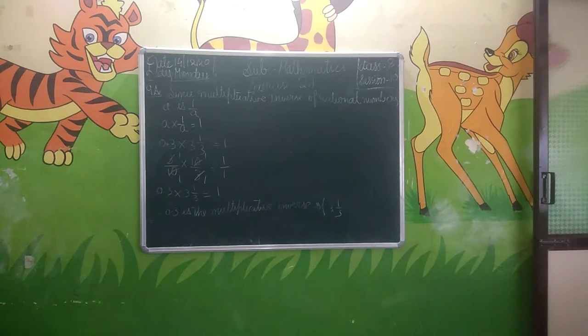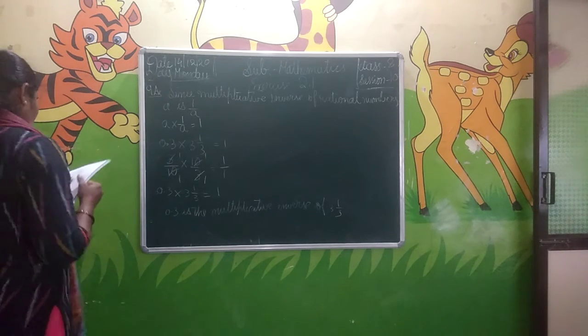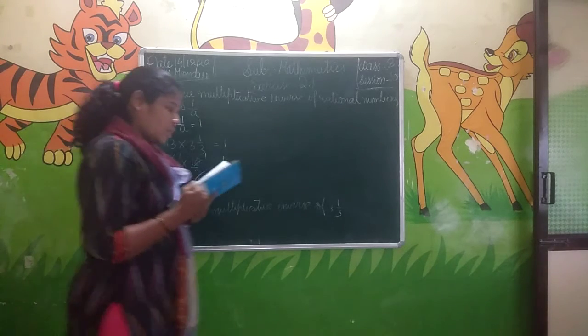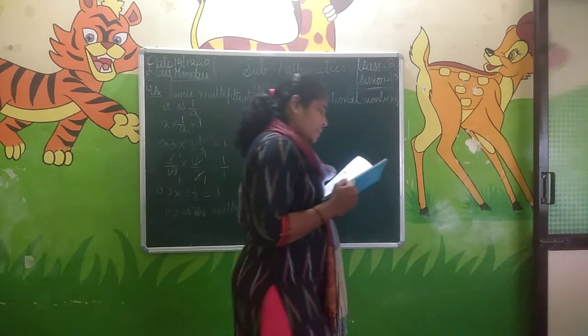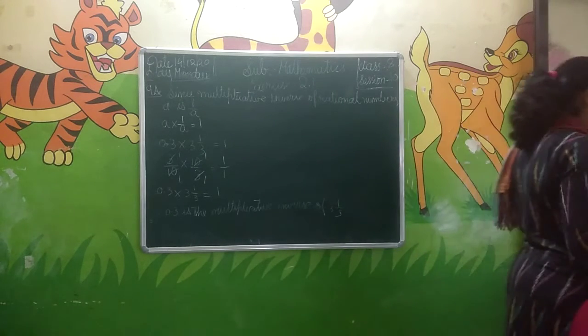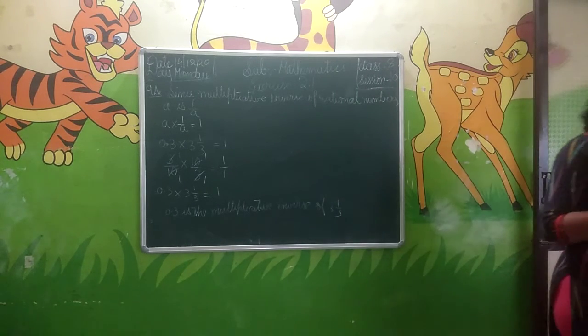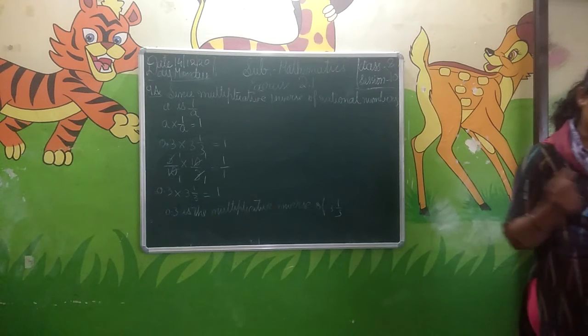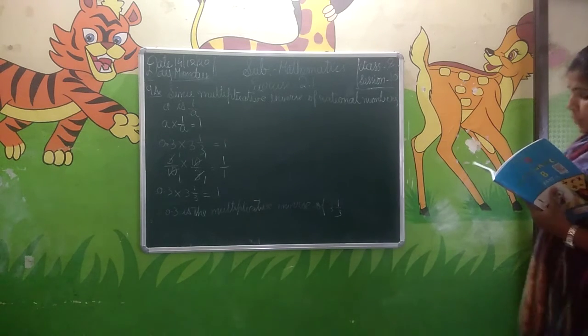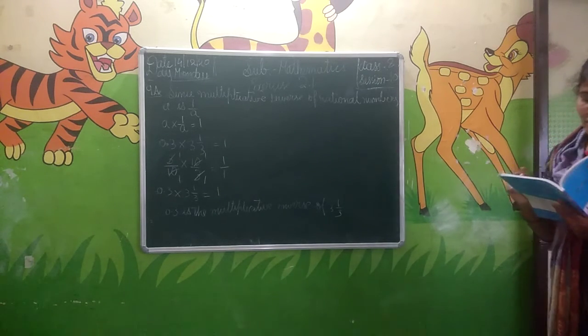Right, the rational number that does not have a reciprocal. We have to write down the number which does not have a reciprocal. Then, the rational numbers that are equal to their reciprocals. The rational number should be equal to the reciprocal itself. And the rational number that is equal to its negative. The rational number should be equal to its negative number itself.